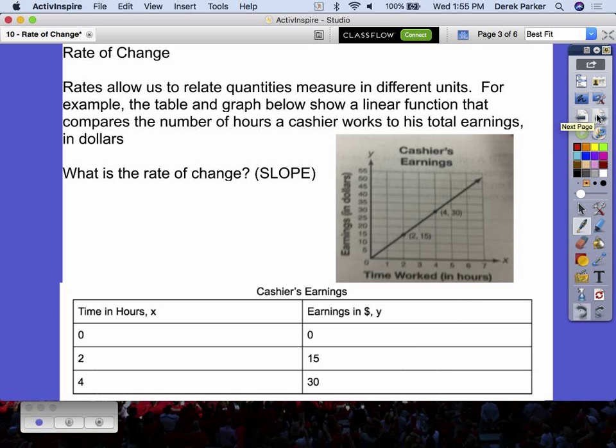Rates allow us to relate quantities measured in different units. For example, the table and graph below show a linear function that compares the number of hours a cashier works to his total earnings in dollars. What is the rate of change?